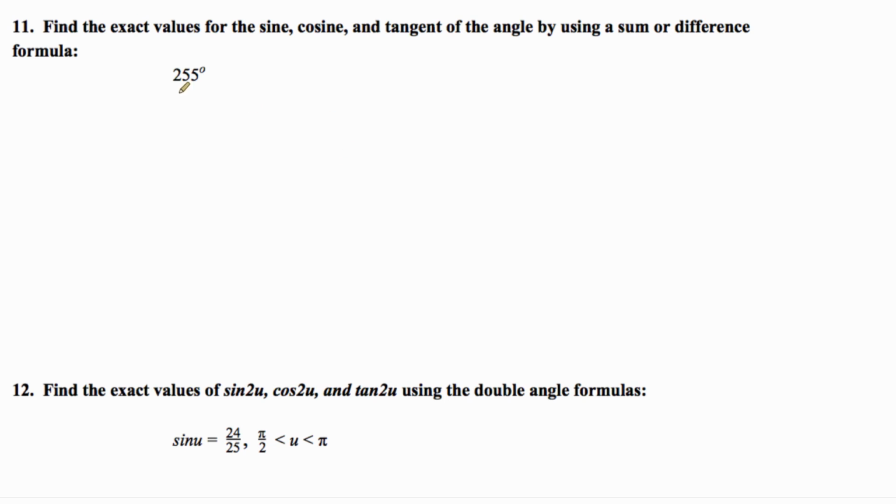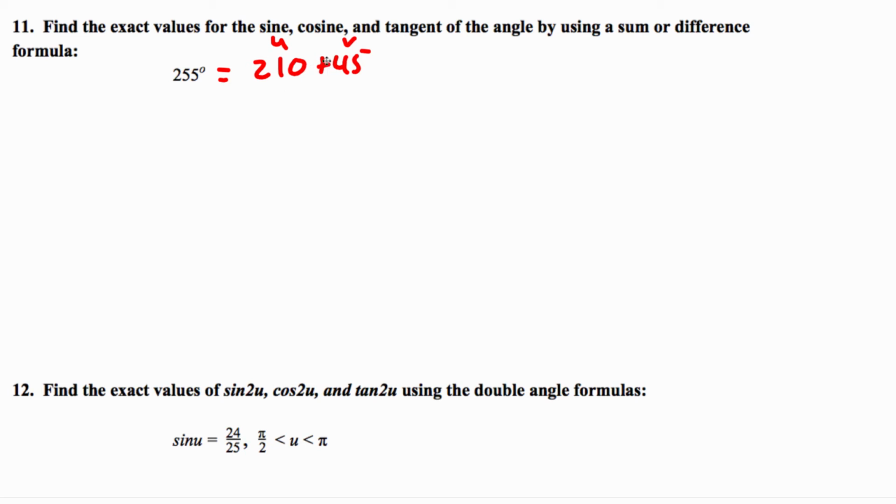Taking a look at problem number 11, we're asked to evaluate the sine, cosine, and tangent of a 255-degree angle. Now there's multiple different ways that we can break down 255 degrees. I prefer using sums, so I'm going to break this down into 210 plus 45. So 210 will be my u value and 45 will be my v value. So then if we go with the sine, let's start with that one.